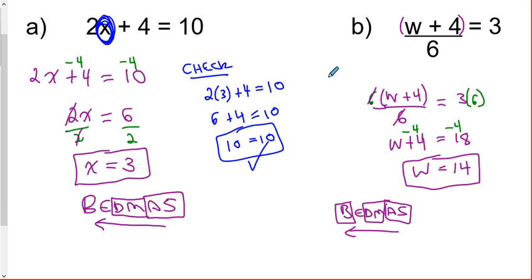Let's do a check on B here. Let's do a check on this one. I don't have a ton of room, so I'm going to have to do my check down here.